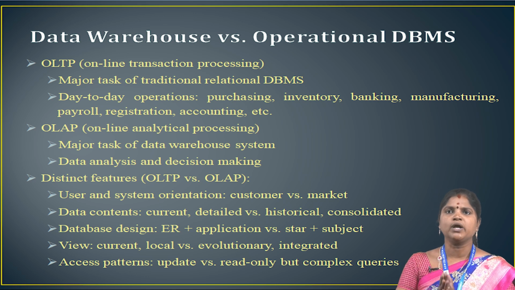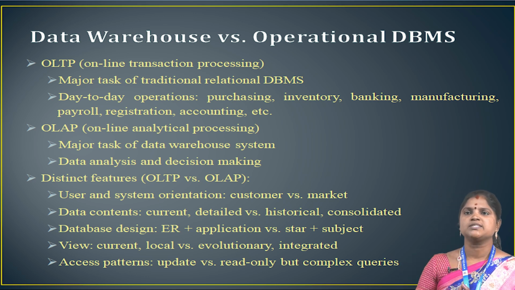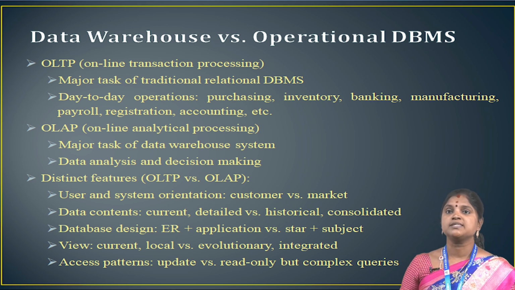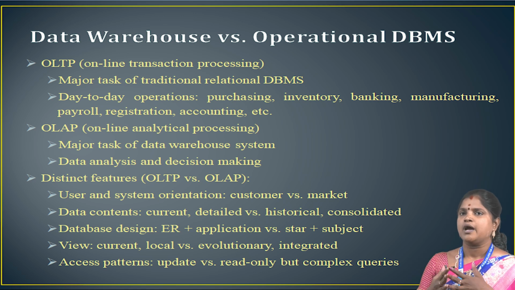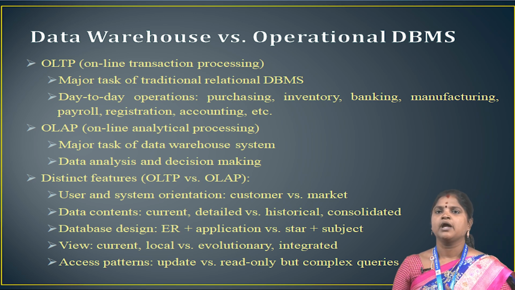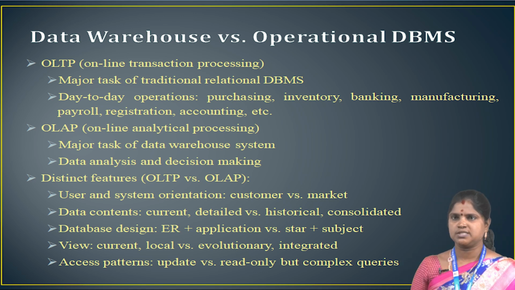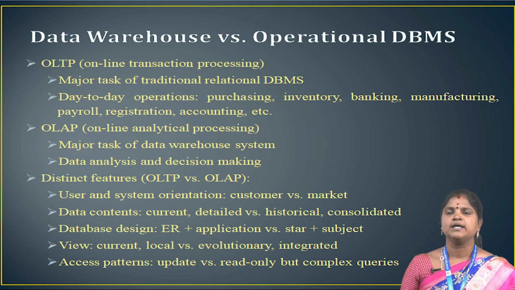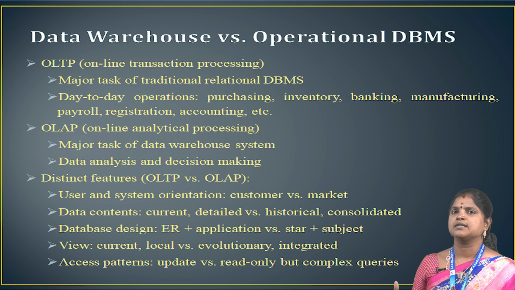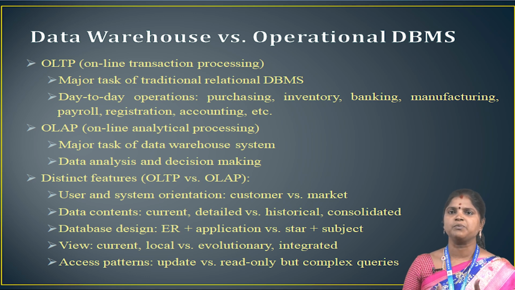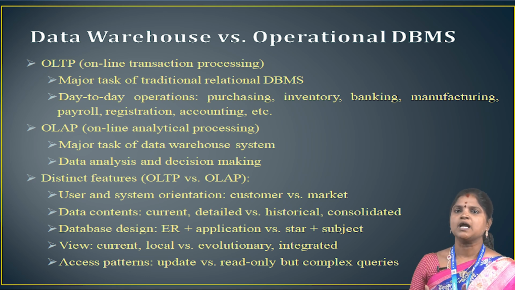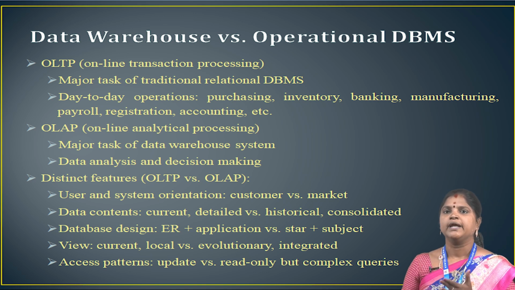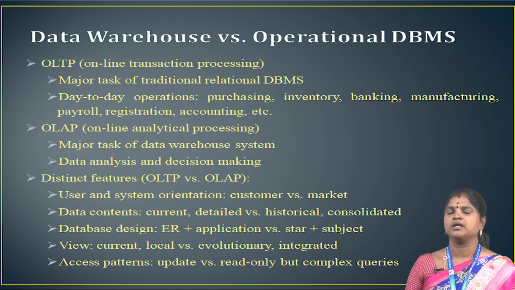First one, OLTP. OLTP means online transaction processing. It is a major task of traditional relational database DBMS: day-to-day operations such as purchasing, inventory, banking, manufacturing, payroll, registration, accounting, etc. Next, OLAP. OLAP means online analytical processing. It is a major task of data warehouse systems: data analysis and decision making.